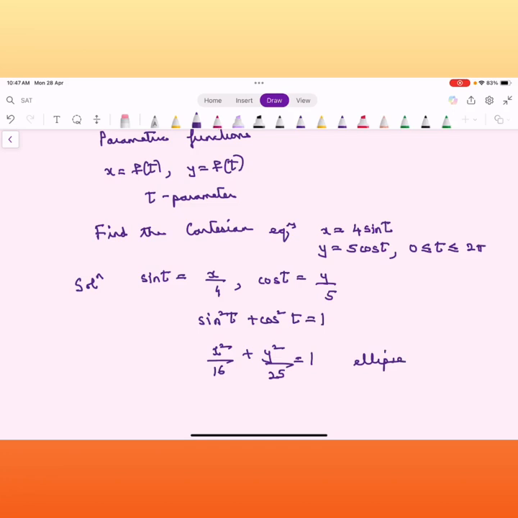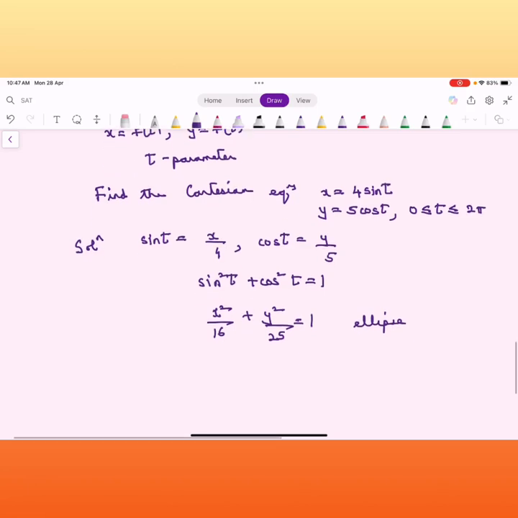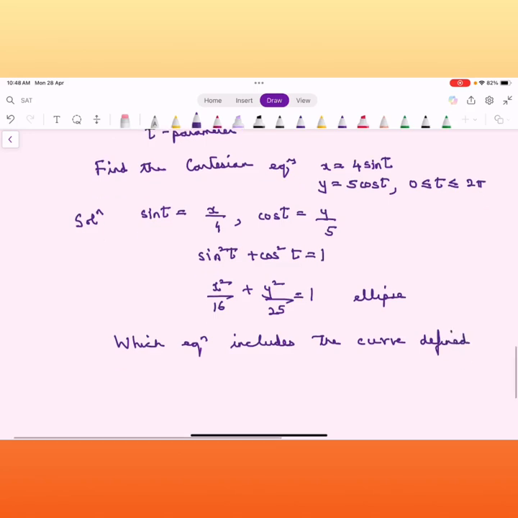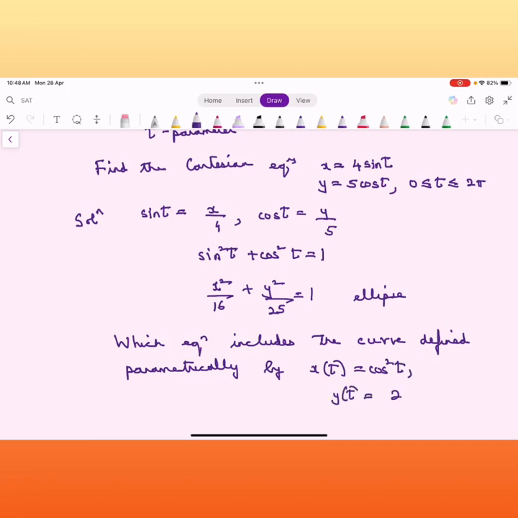Let's do one more problem. Next question: which equation includes the curve defined parametrically by x(t) equal to cos squared t, y(t) equal to 2 sin t?